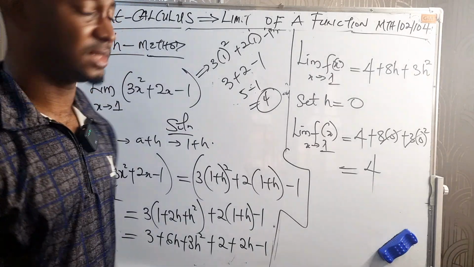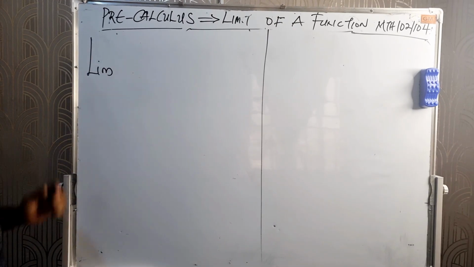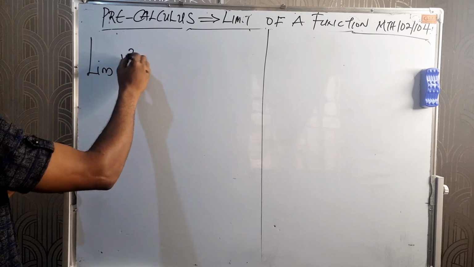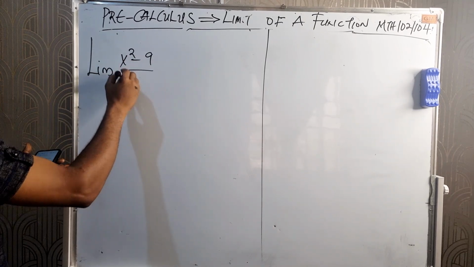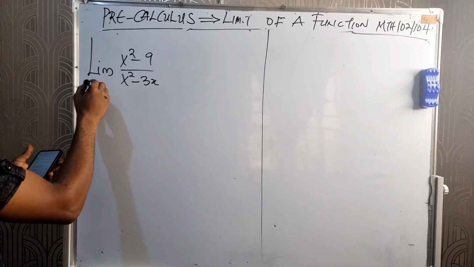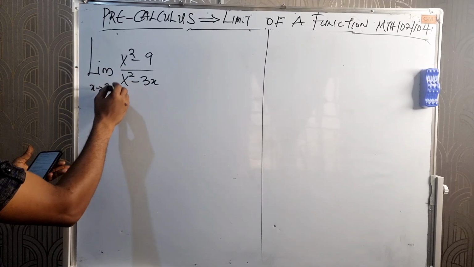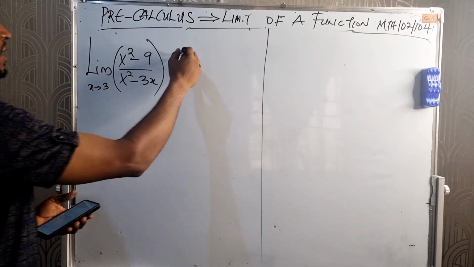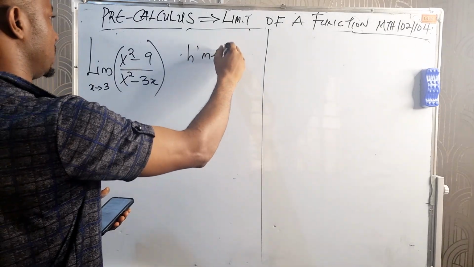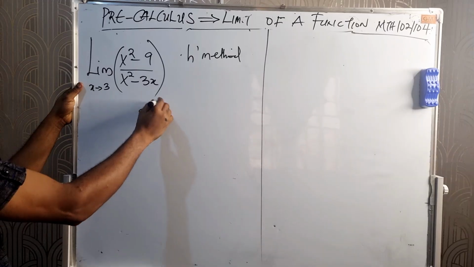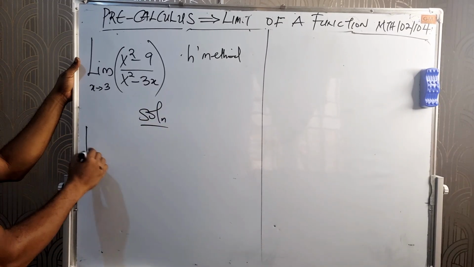Okay. Let's see more examples. The question says find the limit of x squared minus 9 divided by x squared minus 3x as x is approaching 3. This will be your class exercise. On your own, you can attempt it the same way, using our h method. Alright? You can solve this for me. Let me just help you a little. Then you can continue from there.